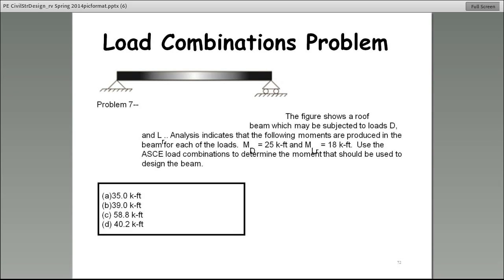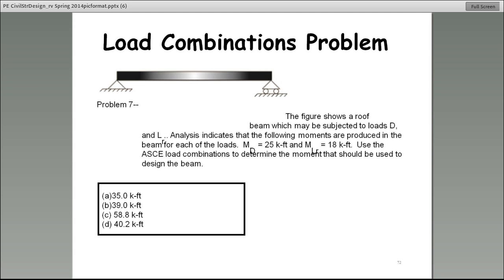Joseph says, should we have a copy of ASCE 7? If you're a structural engineer, if you're familiar with it, certainly do it. If not, what I have in the handout should be enough. Just learn how to use these things that I have in the handout.